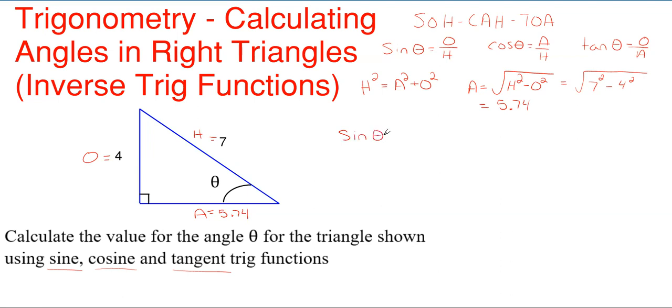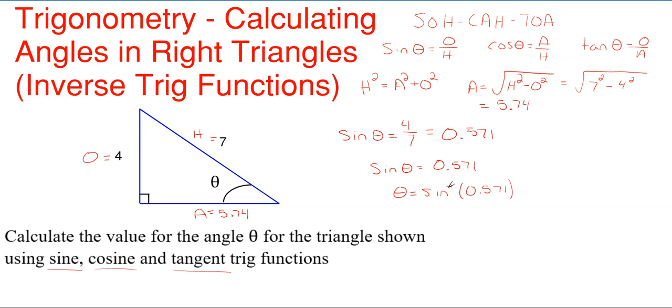The sine of our angle theta is equal to the opposite side over the hypotenuse. That would be equal to 4 over 7. This 4 over 7 in decimal form is 0.571. So the sine of my angle is equal to 0.571. Now, in order to find out what this angle actually is, we have to use the inverse of this trig function. So we have to go sine inverse of this value of 0.571.